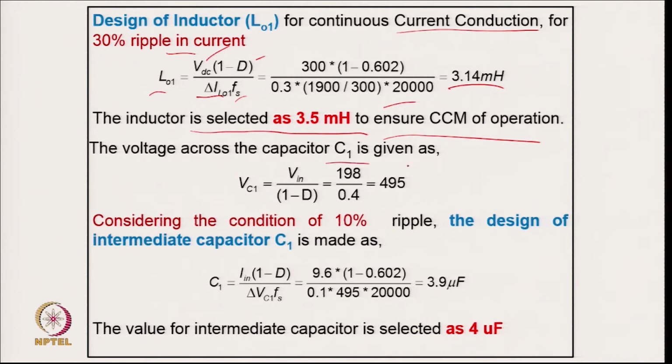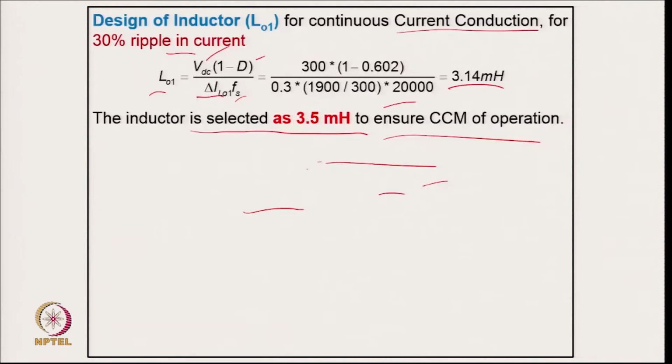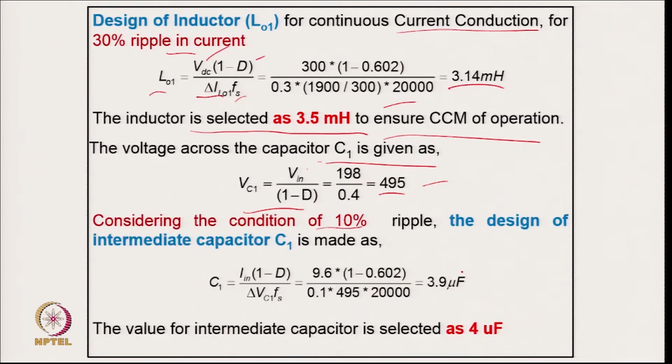So, coming to the voltage across the energy transfer capacitor C1, this is typically the relation corresponding to the off period, that is Vc1 equals V upon D. So, here from this duty cycle the voltage comes to 495 volt, and considering 10% ripple in the design of the capacitor C1, putting the value it comes to about 3.9 millifarad, and the value of this intermediate capacitor is typically selected a little higher than this, that is 4 microfarad.